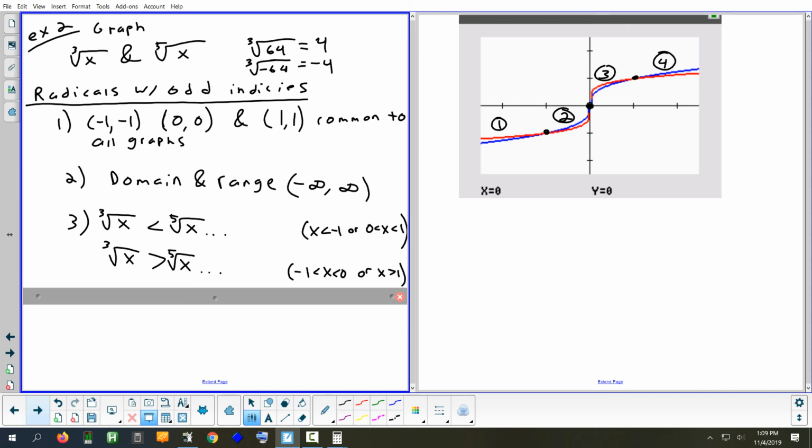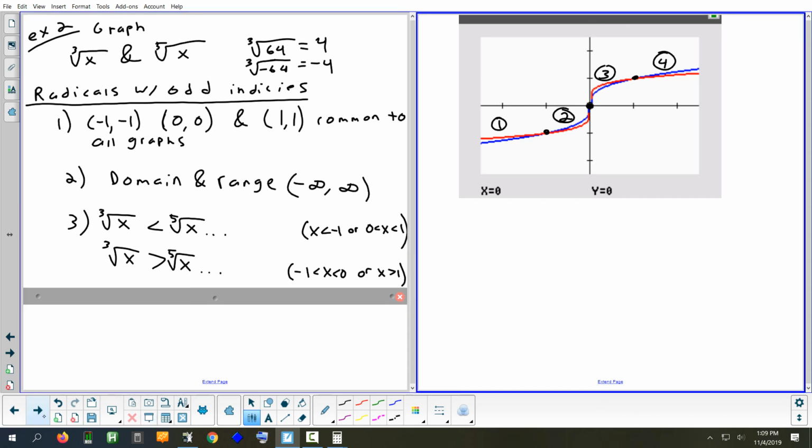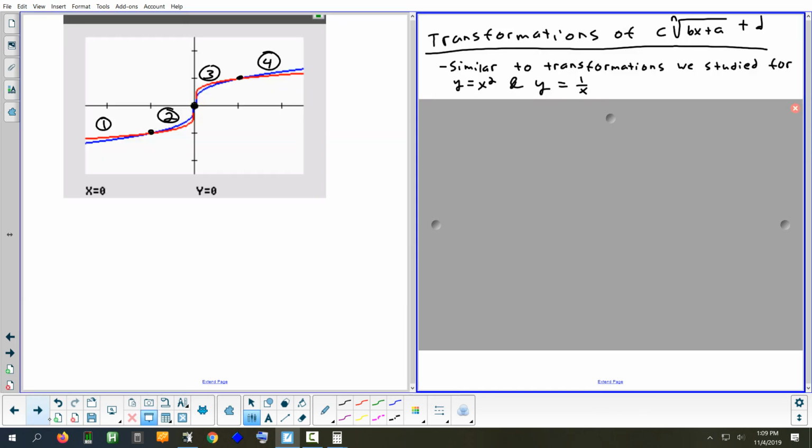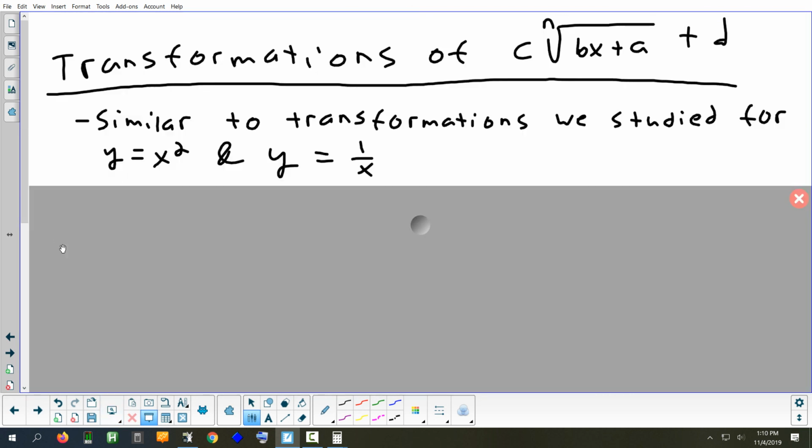That sucks. So, even roots, odd roots. Now, we've looked at transformations with pretty much every function we've studied. What happens when you add or subtract? What kind of transformation is that? A stretch or a shift? Shift. It's a shift. What happens when you multiply? Stretch. What happens when you do it inside the function?